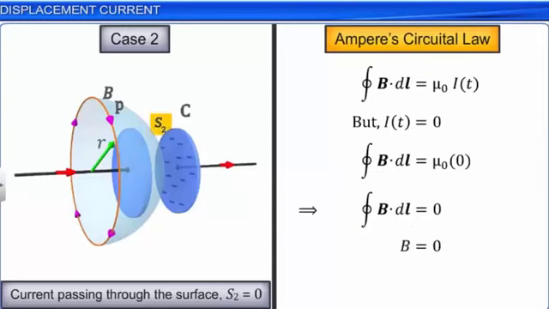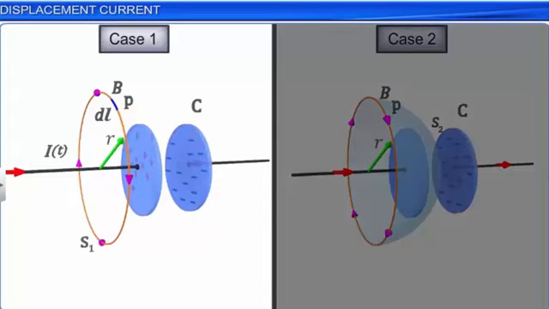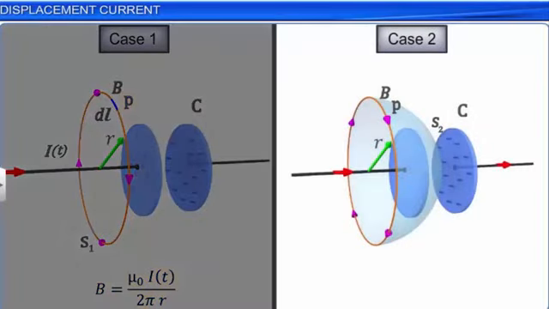Thus, Ampere's circuital law gives two different results at the same point P. In the first case, the magnetic induction at point P, B is equal to mu naught into IT by 2 pi r. In the second case, the magnetic induction is 0 at the same point, which is a contradiction. This contradiction arises with the use of Ampere's law, which must be missing some term.